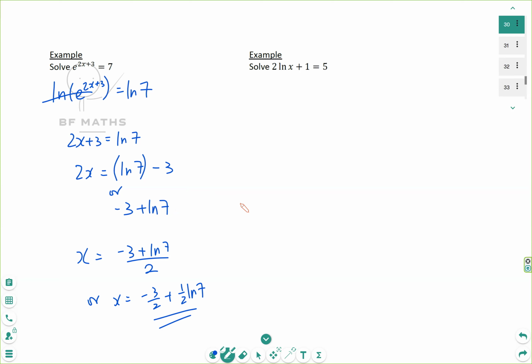Example, this one, next one. Now think about what we can do first. I'll give you 5 seconds to think about what we should do first. What would you do first? Yes, I would minus one on both sides. If you think of anything else apart from minus one on both sides, you're wrong. I mean, you're not wrong.